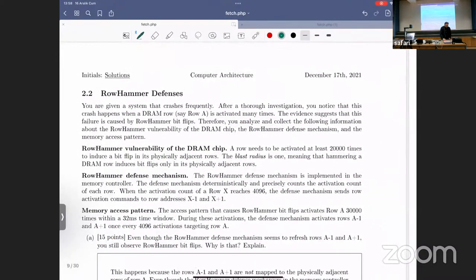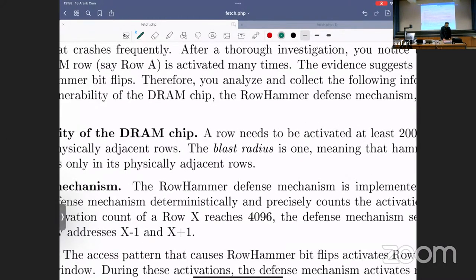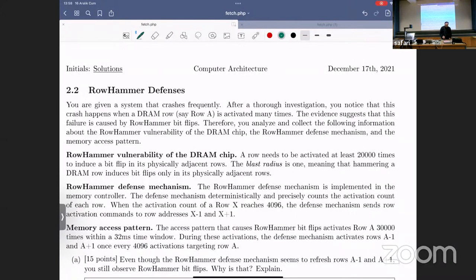Okay, so about RowHammer defenses. There's a lot of text here, but I'll try summarizing it. What we do is observe that when we run some workload on some system, we observe some bit flips. When we investigate why this happens, we see a correlation: when we have more activations in a certain access pattern, we observe bit flips, and this certain access pattern happens to be activating a row A many times.